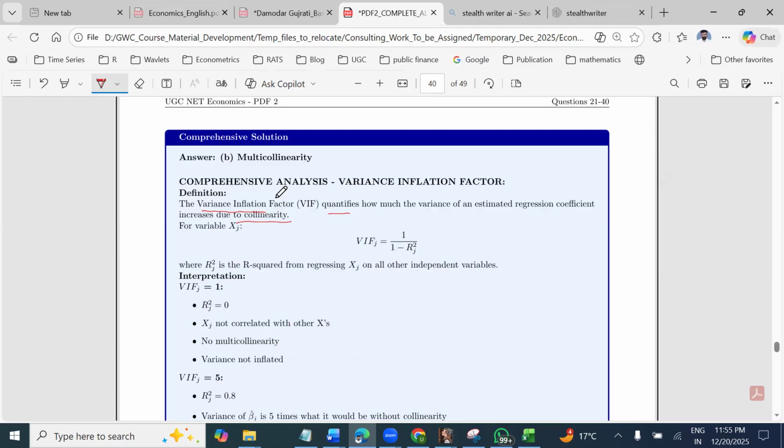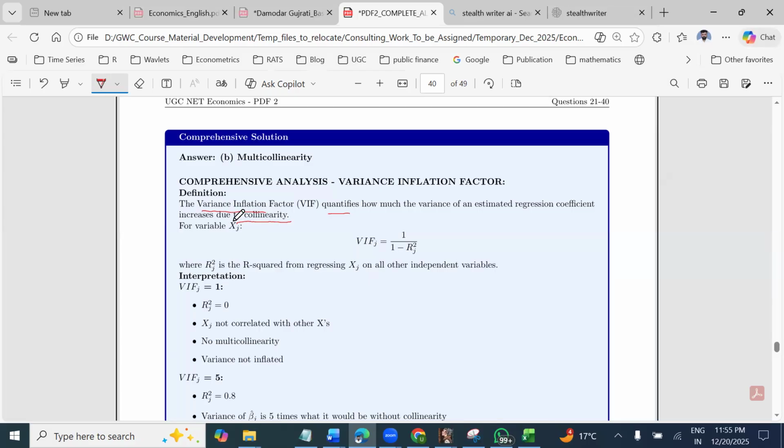If the OLS is unbiased, yes sir. OLS is not unbiased, sir. It is only inefficient. OLS is unbiased and it is inefficient, sir. It is inefficient, right? Yes. So now why does it become inefficient?